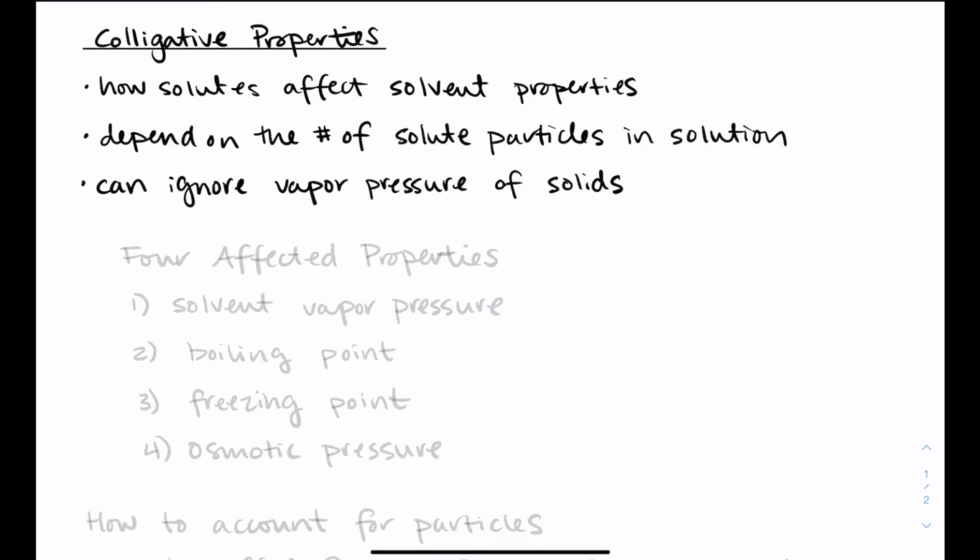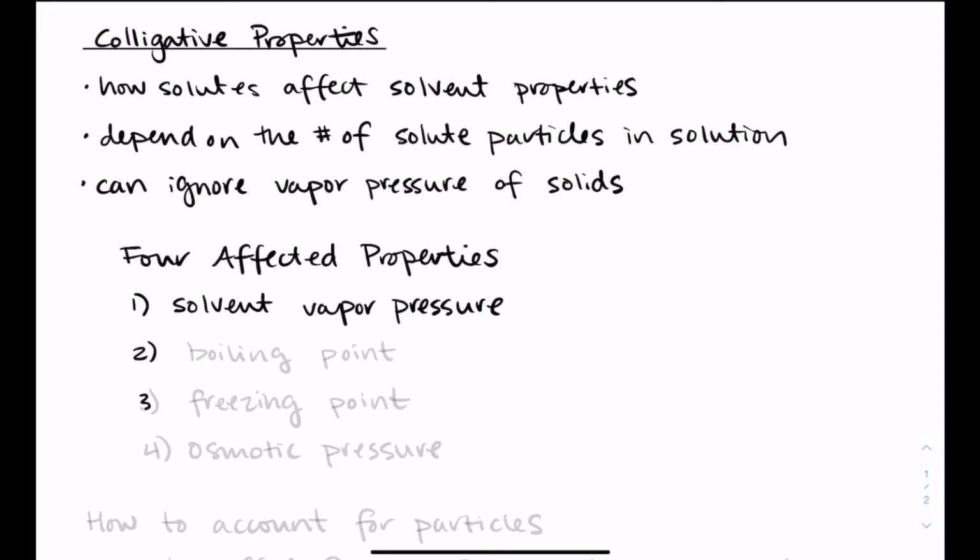There are 4 properties that are affected by dissolving solutes in a solvent. One is the solvent vapor pressure. Then there's the boiling point and freezing point. I have these listed as 2 separate, but we're going to talk about them together because they have the same kinds of equations. And then the 4th is something called osmotic pressure, which I'll define for you when we get to that video.